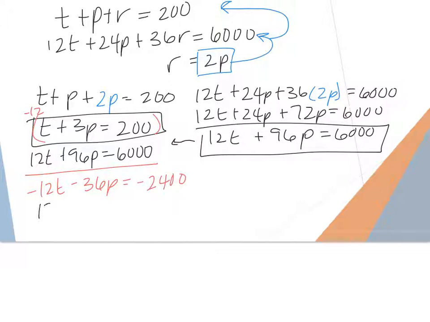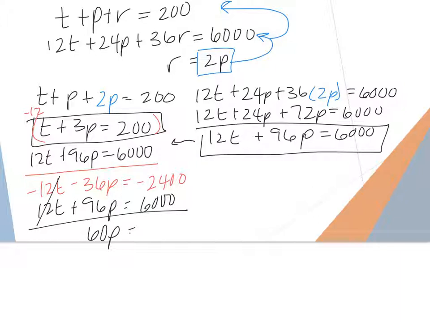For the bottom one, again, it's the same. 12T plus 96P is equal to 6,000. T's are gone. I am left with 60P equal to 3,600. If I divide by 60, P is going to equal 60.